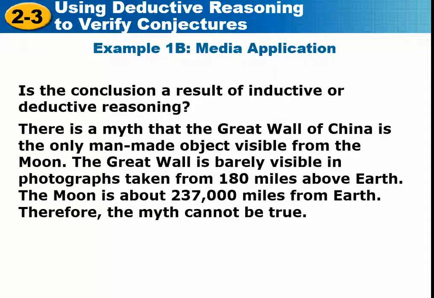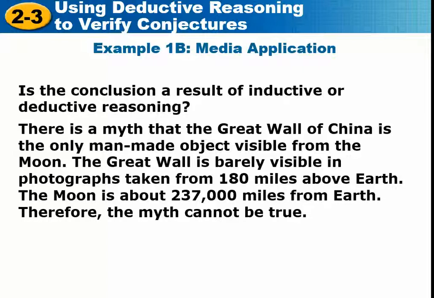Okay, here's another myth. There's a myth that the Great Wall of China is the only man-made object visible from the moon. The Great Wall is barely visible in photographs taken from 180 miles above the Earth. The moon is about 237,000 miles above the Earth. Therefore, the myth cannot be true.